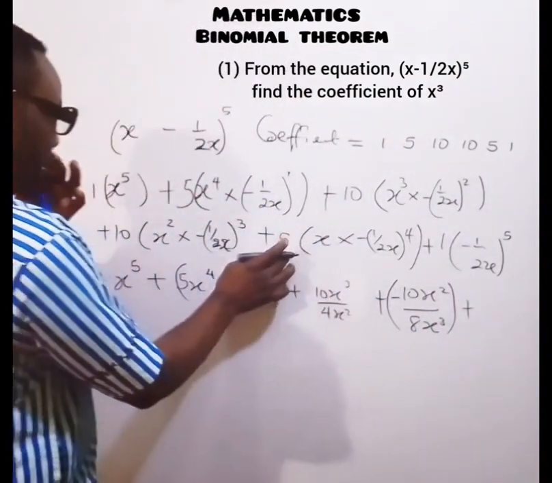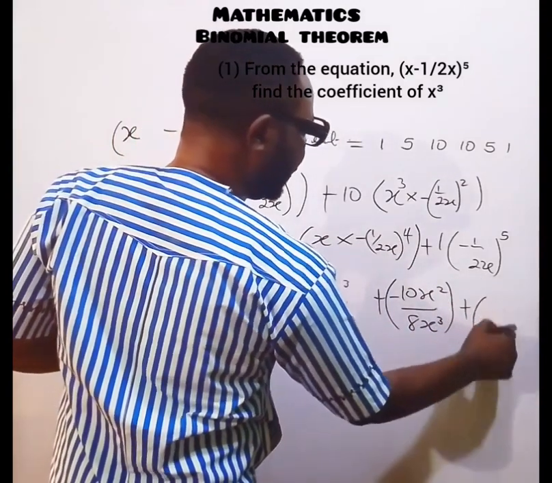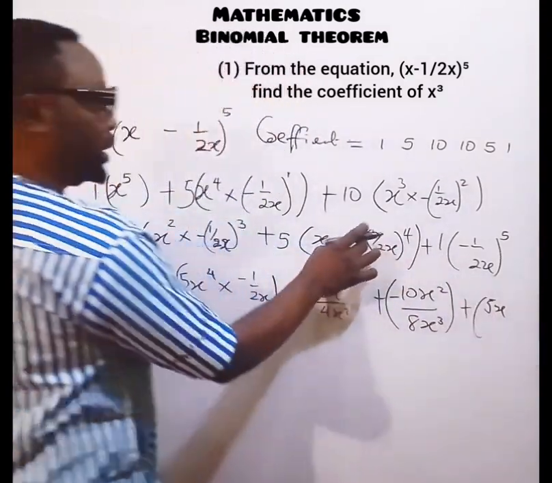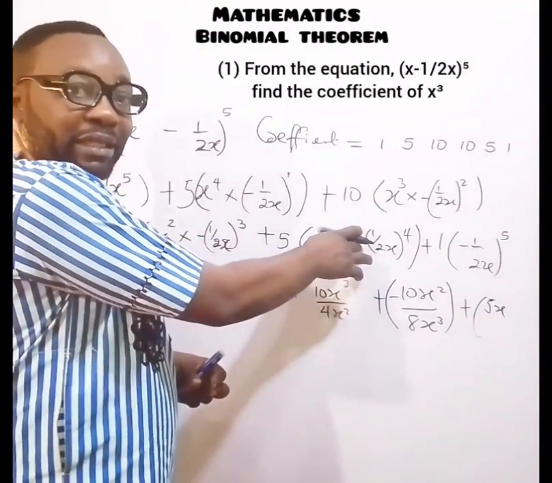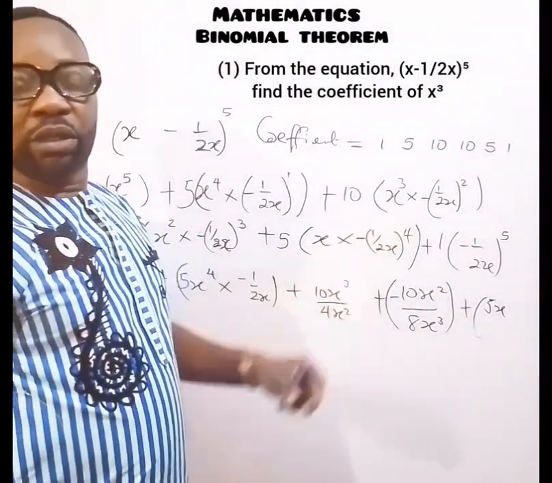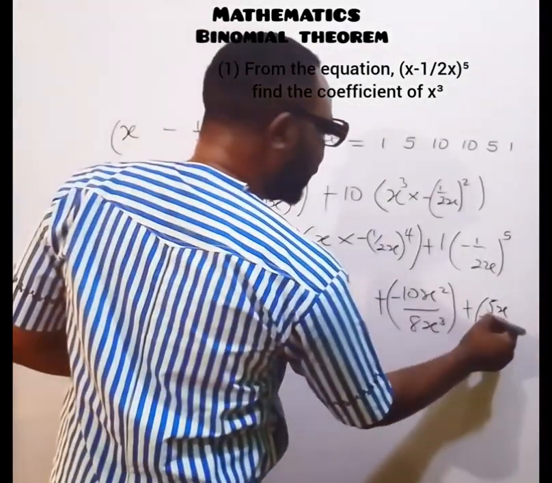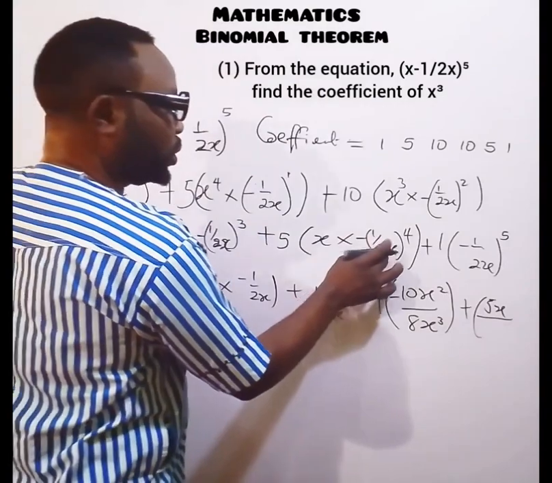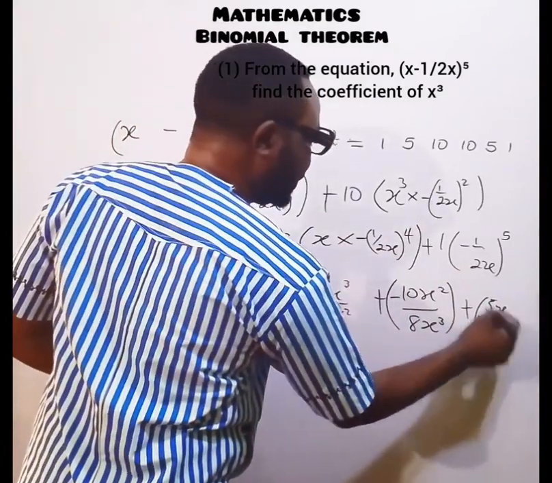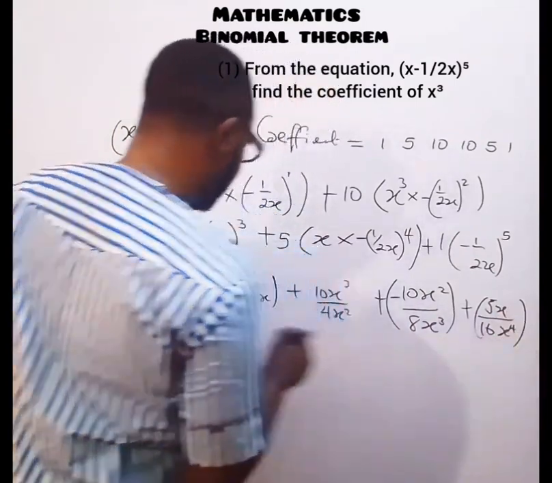Well, here now, that was 5 times x, which is 5x. This is not going to have a negative value, because this minus 1, when raised to the power of 4, is going to result in a positive value. So all over 2 raised to the power of 4, that's 16. Then x raised to the power of 4.